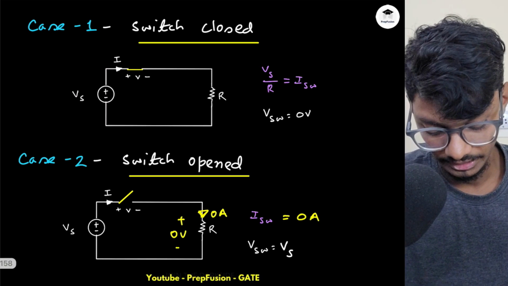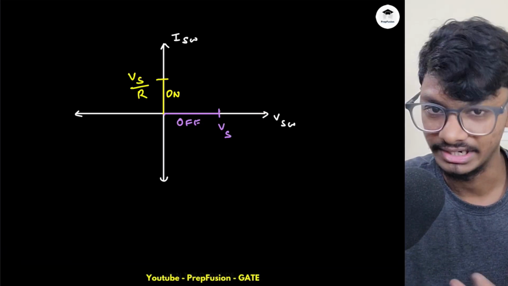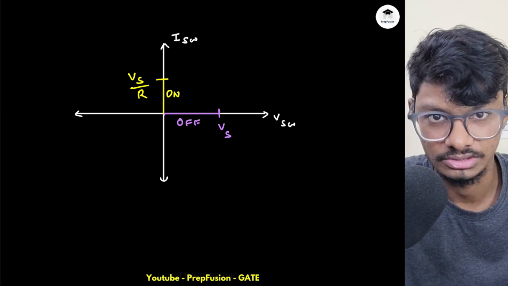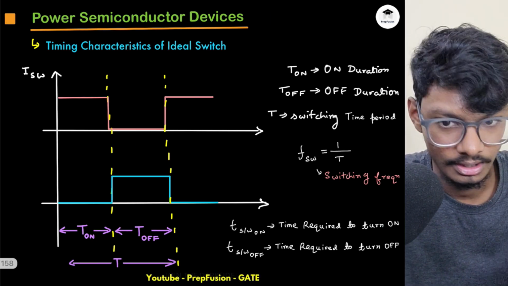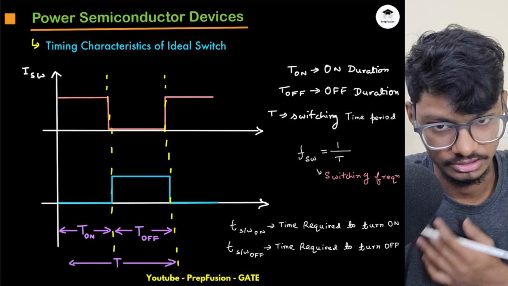So this type of question can come, some basic question, anything they can ask. From switches they can ask any basic question, so you should be able to understand the fundamental properties of a switch. So now let's move on to the next topic, that is the timing characteristics of an ideal switch.